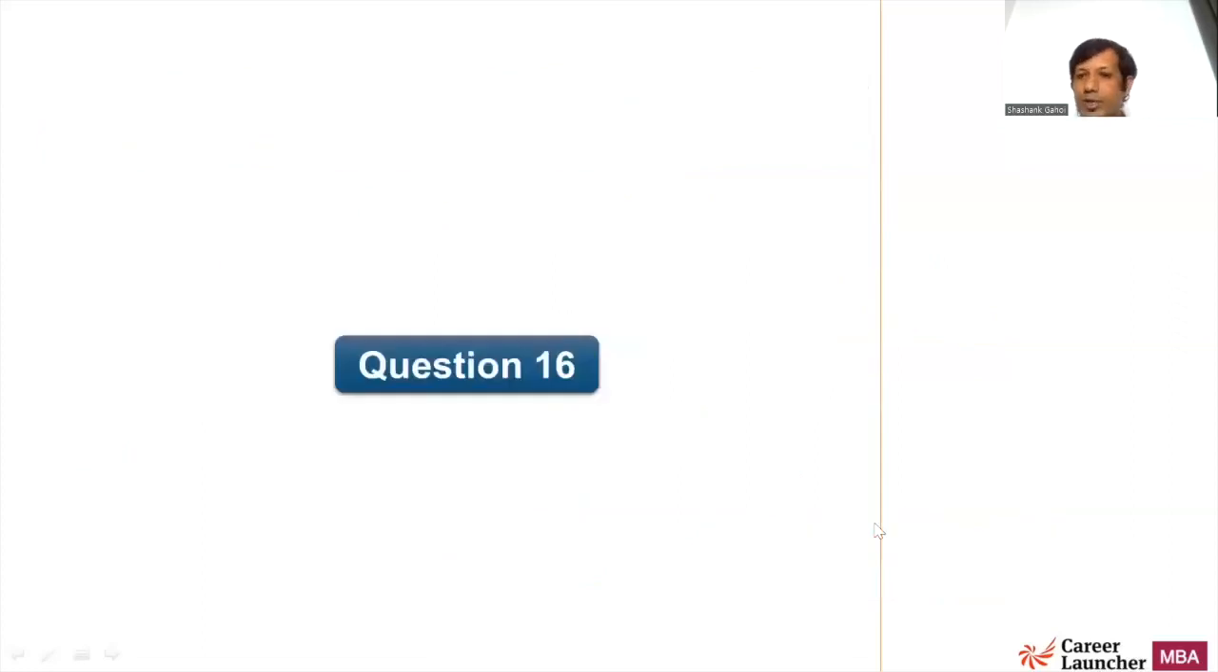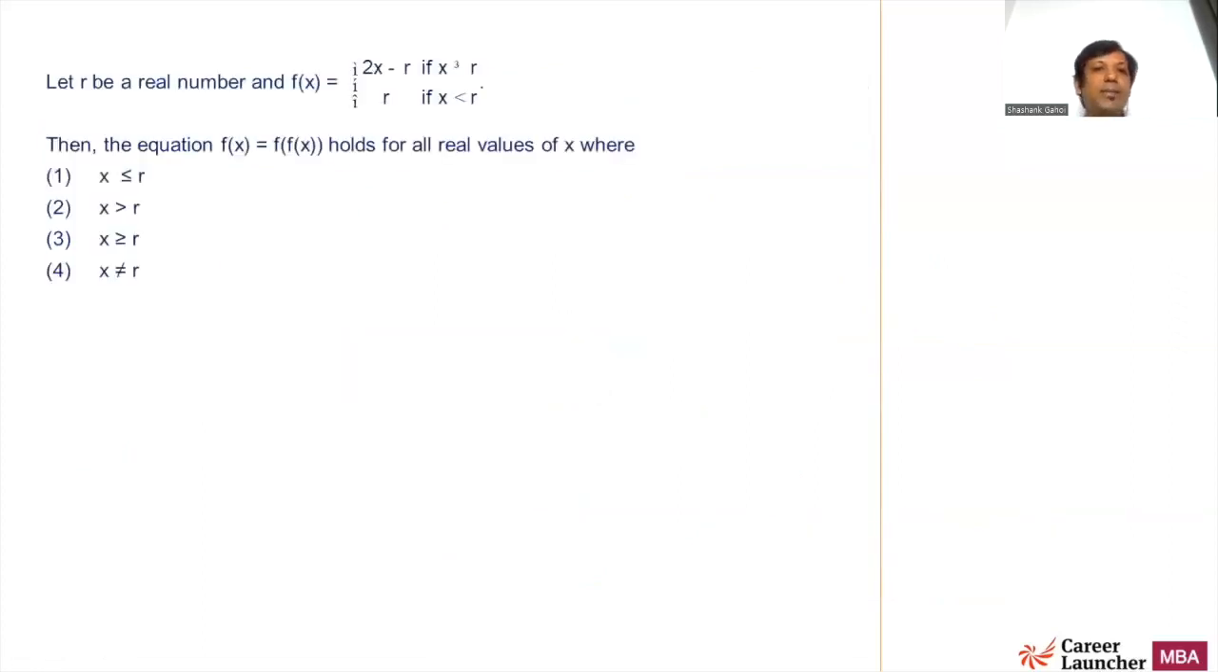Now I'm going to move to the next question, that is question number 16. Now this question is telling us, okay, so I think there is some problem. This should be greater or equal to r, 2x minus r. So f(x) is defined as 2x minus r if x is greater or equal to r.